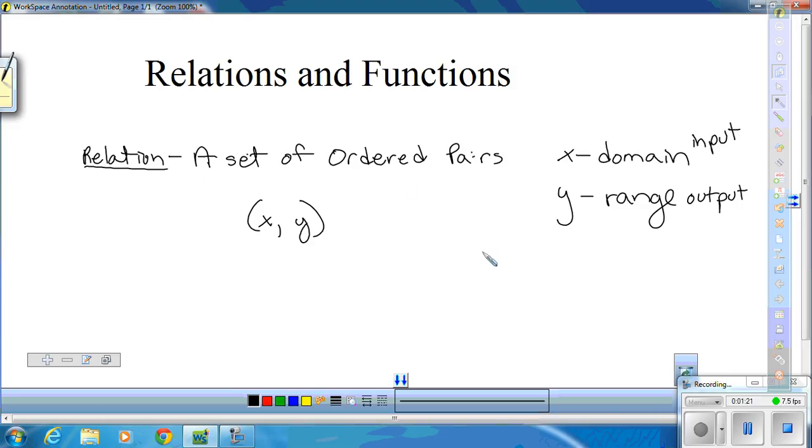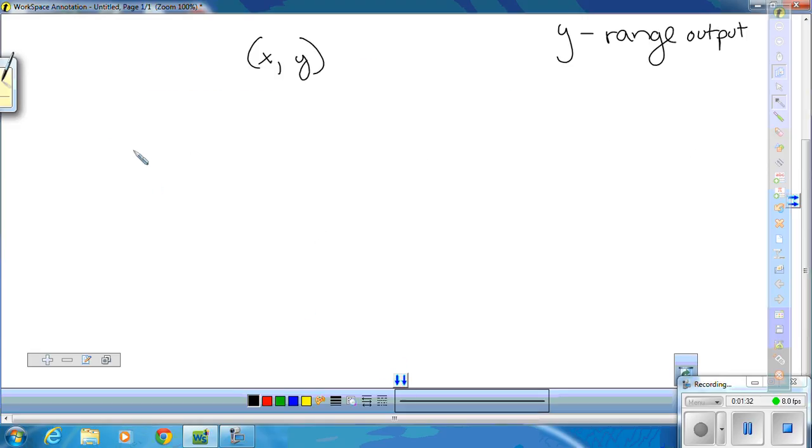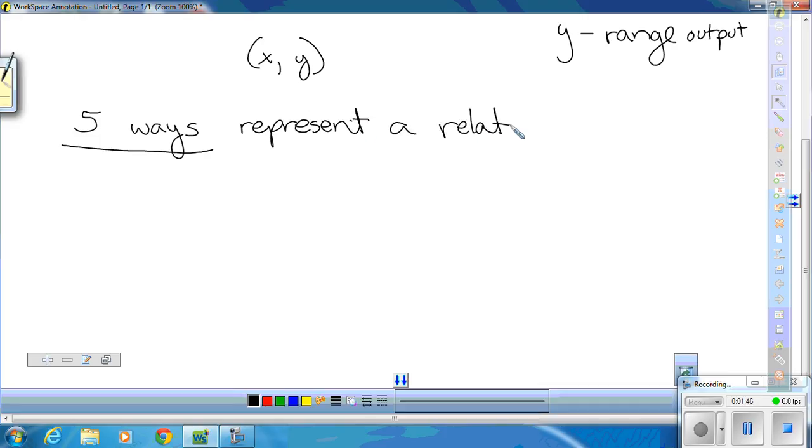So a relation is a set of ordered pairs. It can be any set of ordered pairs. It's just a group of points or a group of ordered pairs that go together. In general, we have 5 ways that we can represent a relation, and you've seen just about all of them up to this point throughout your mathematical career.